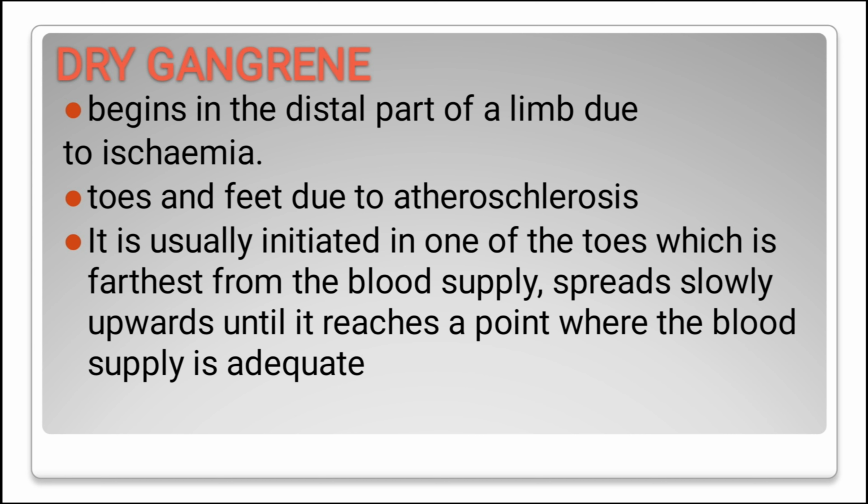Usually, dry gangrene is initiated in one of the toes, which is farthest from the blood supply. Then the gangrene spreads slowly upwards until it reaches a point where the blood supply is adequate to keep the tissue viable. The line of separation is formed at this point between the gangrenous part and the viable part. The line of separation is seen in dry gangrene. It is an important point.